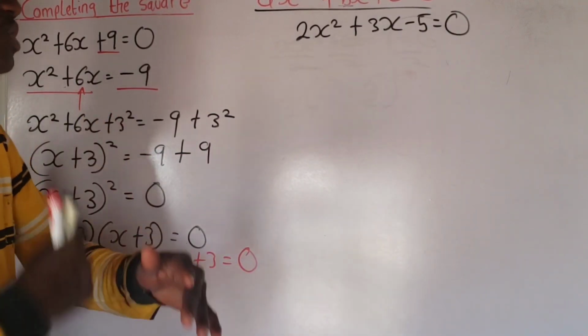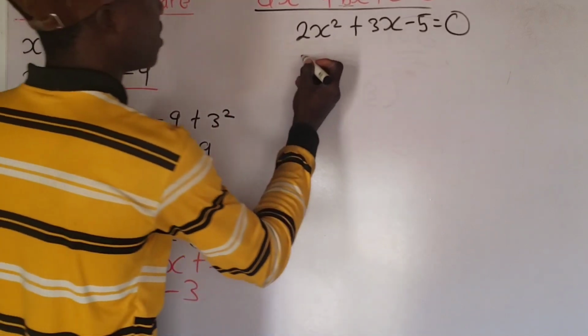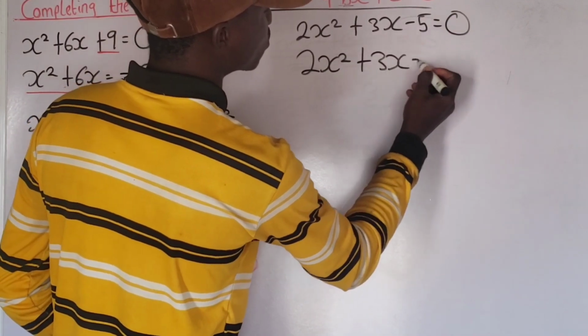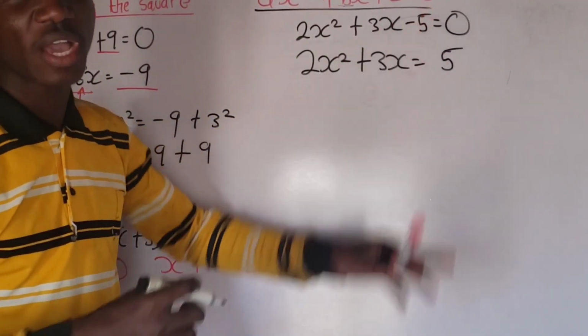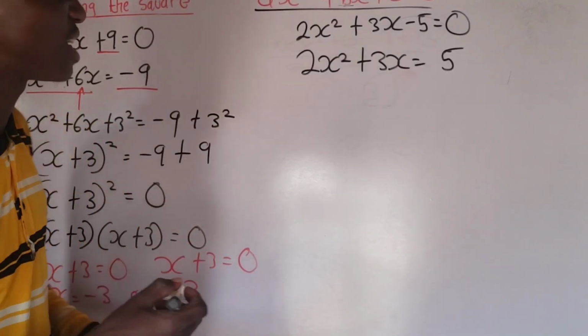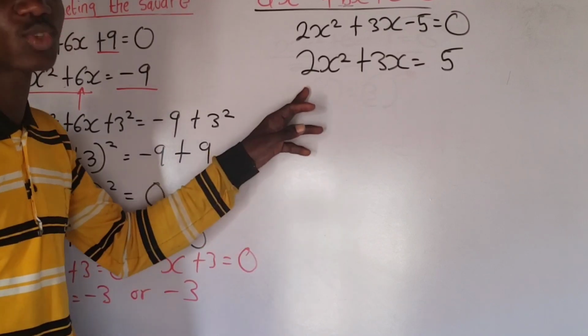The first step is to take the constant term to the other side of the equation. So the quadratic equation becomes like this. I'm going to have 2x squared plus 3x equals what? 5. Because if this negative 5 crosses the equals sign, the sign is going to change to what? Positive. So the next step here is that I'm going to divide all through by the coefficient of x squared.